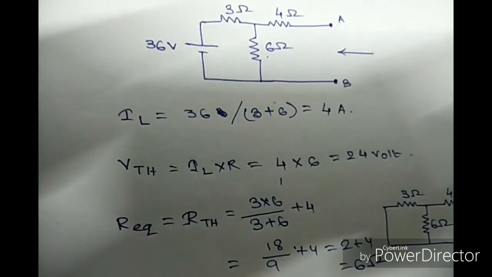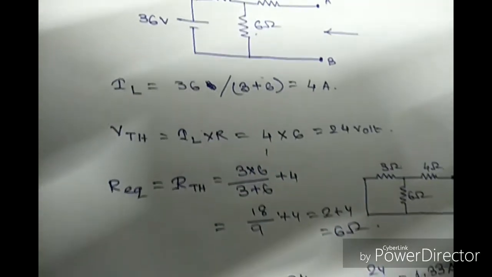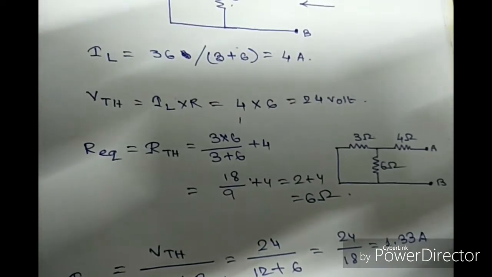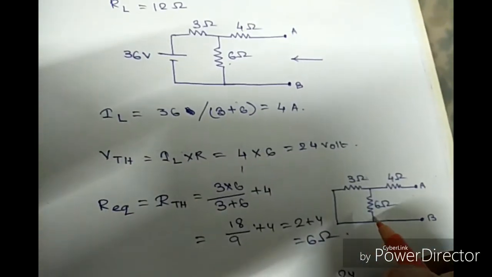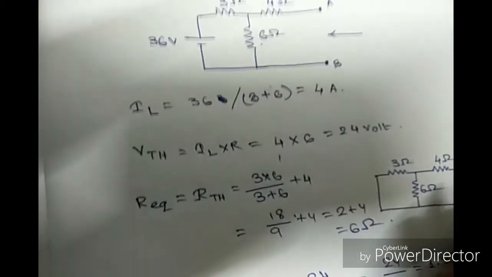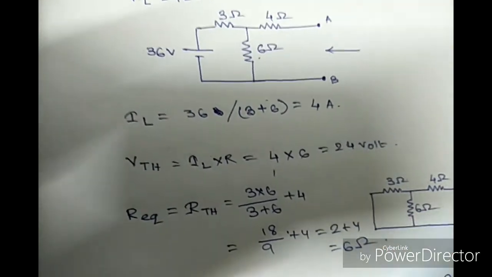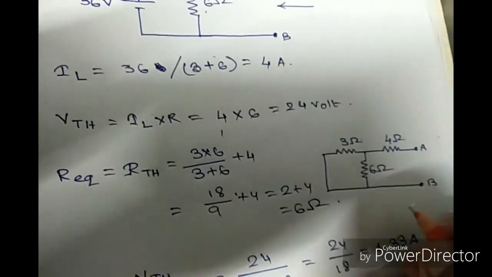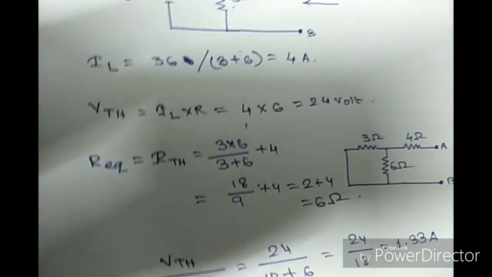So the Thevenin's voltage is 24 volt, and next we have to calculate the equivalent resistance or Thevenin's resistance. So we have to remove all the voltage sources and current sources, and the equivalent circuit for the calculation of equivalent resistance is this, and here is the calculation of equivalent resistance.